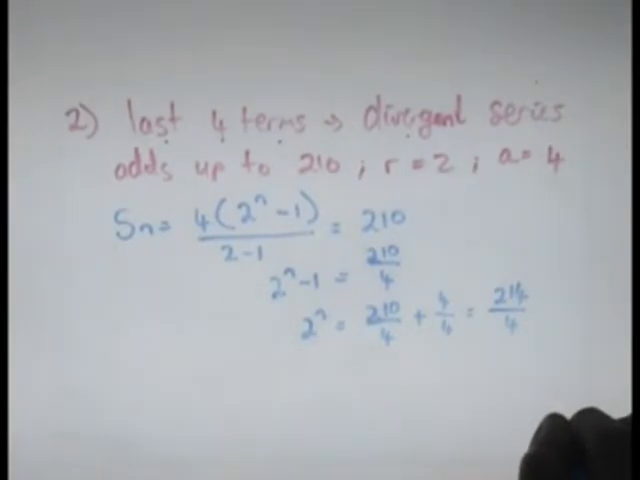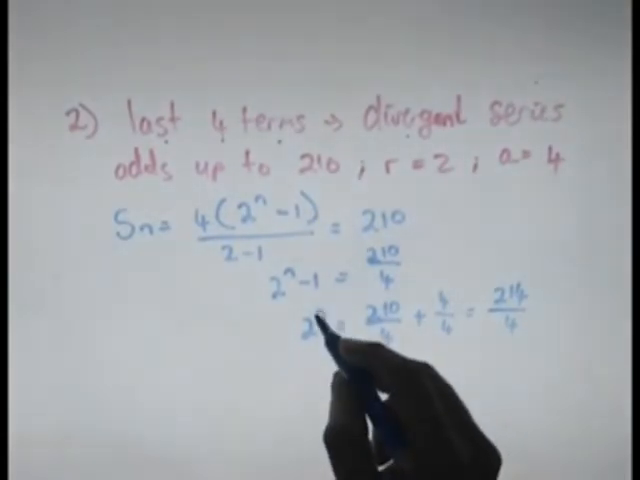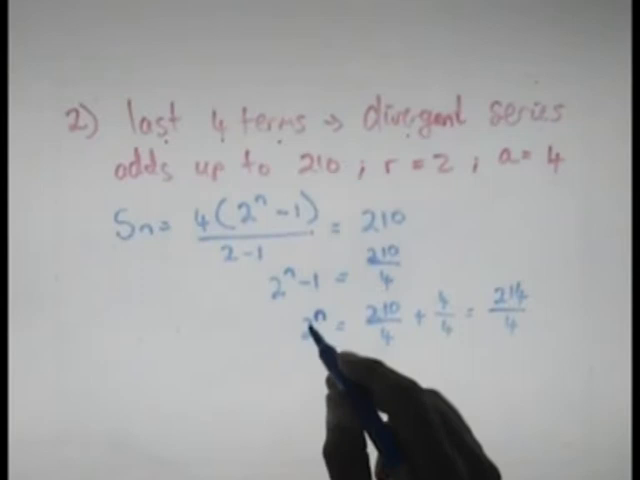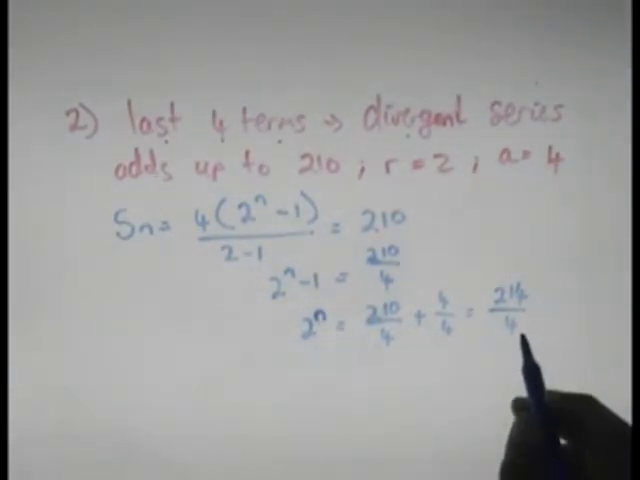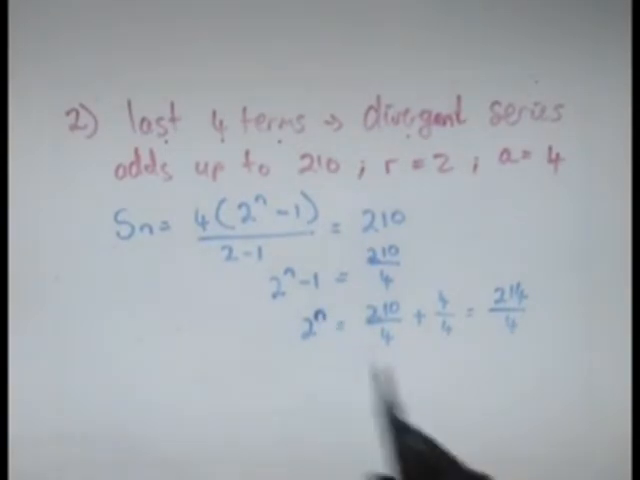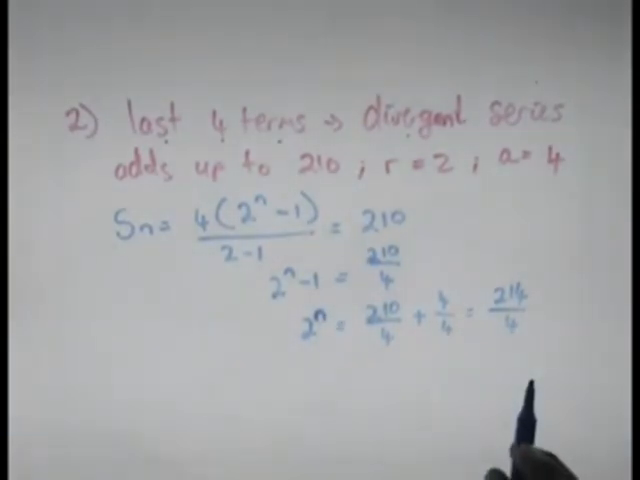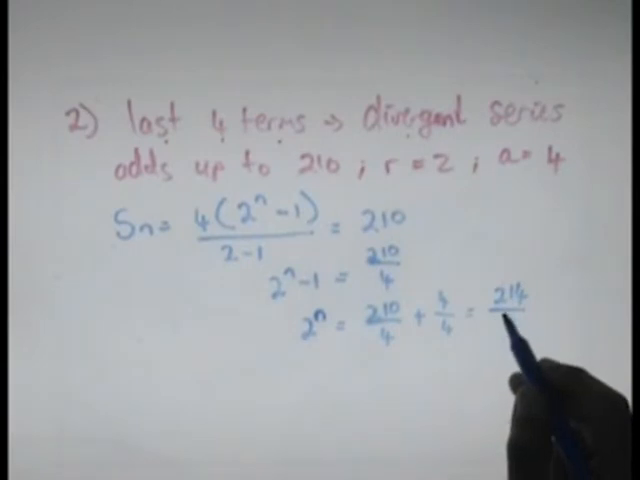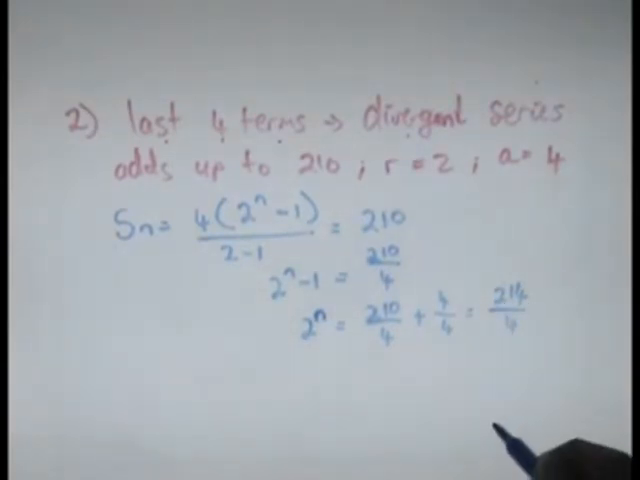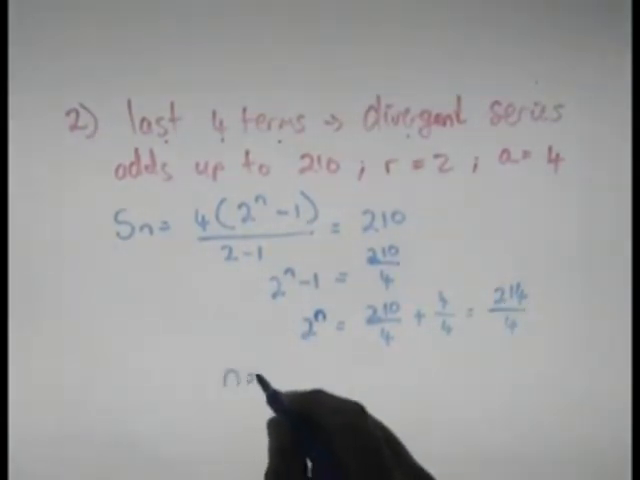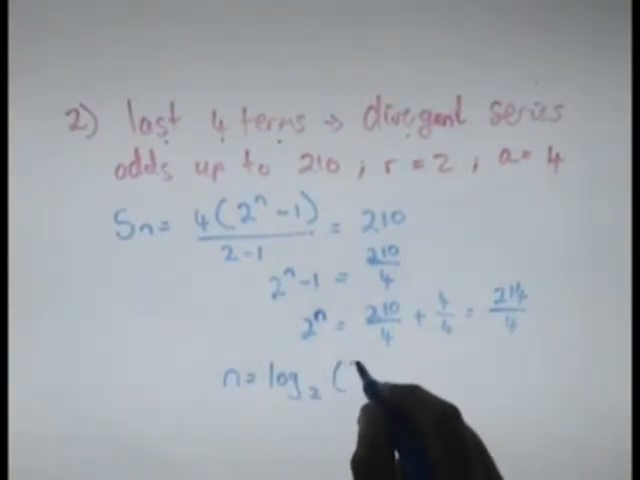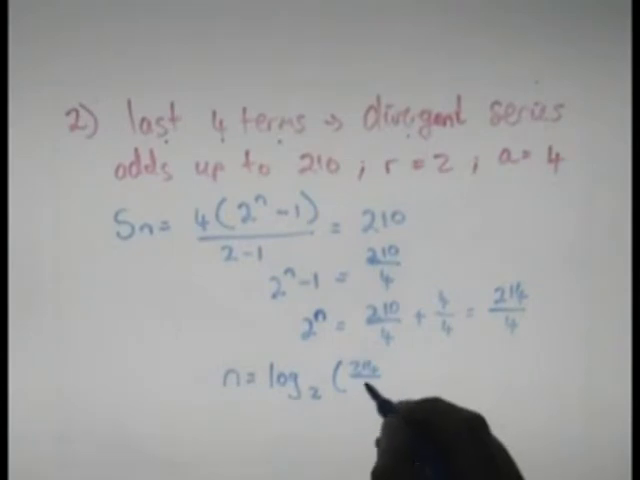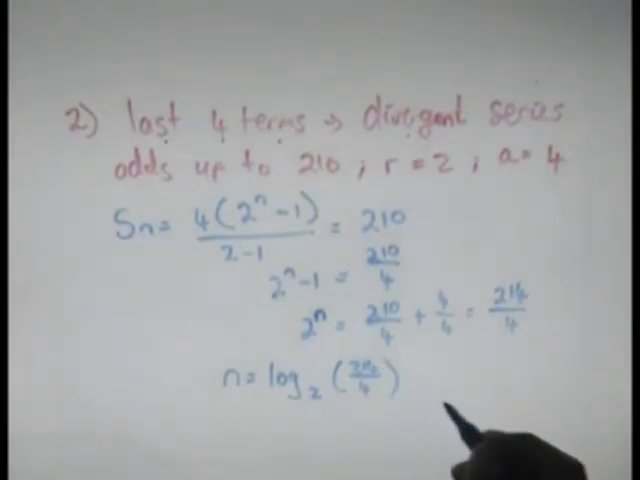Now if you have done logs, you are going to have to use logs to calculate n. If you haven't done logs, skip on to the next example. 2 to the power n is equal to 214 over 4. That means that n is equal to log base 2 of 214 over 4.